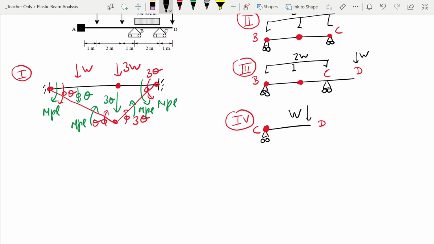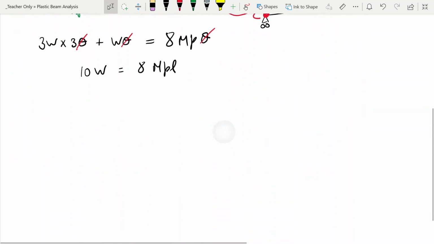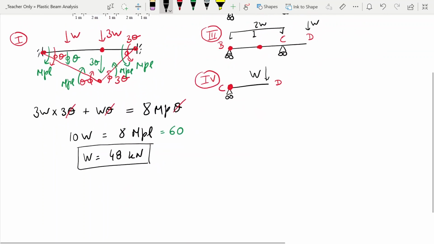So in this case, we're going to get 3W times 3 theta plus W times theta. And this is going to be equal to how many MP thetas we have. We have 1, then 2, then 3, then 3. So that's 6, that's 8. 8 MP theta. And again, theta simplifies. And now we're going to find out that we have 9W plus W is 10W equals 8 MP. So MP is going to be equal to 60. That means now W will be equal to 48 kilonewton. Okay, so we've done one of the collapse mechanisms.